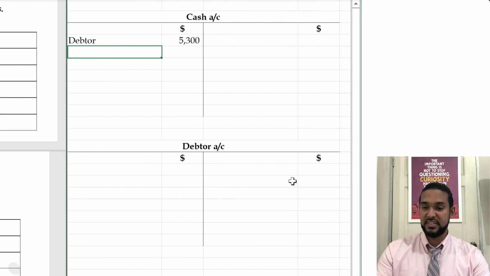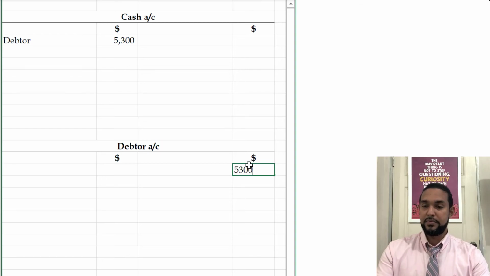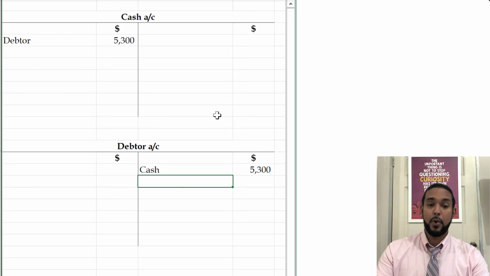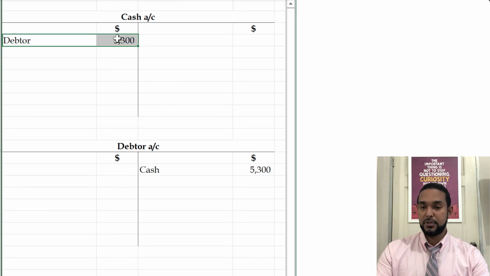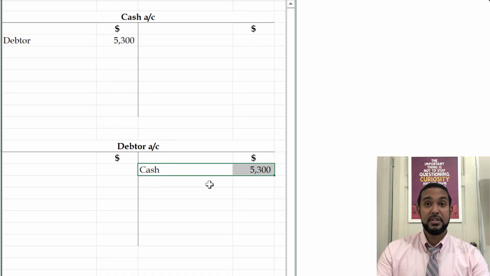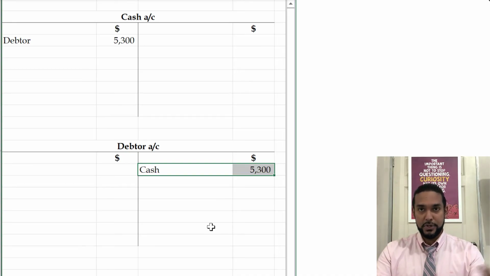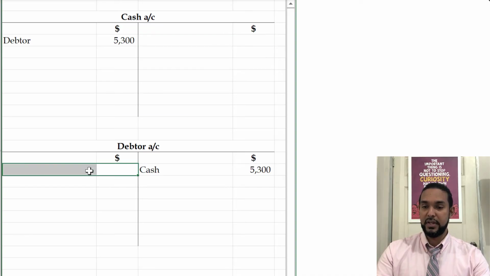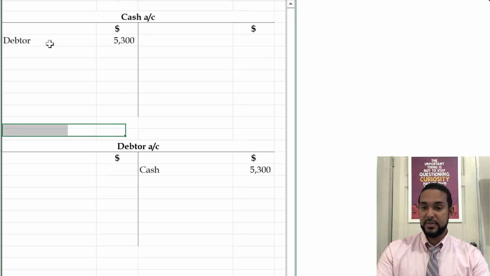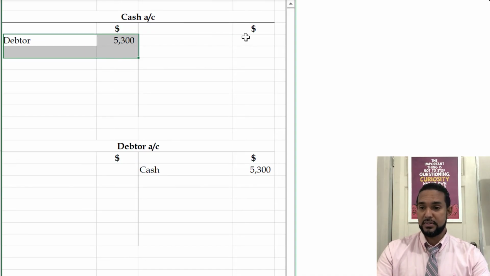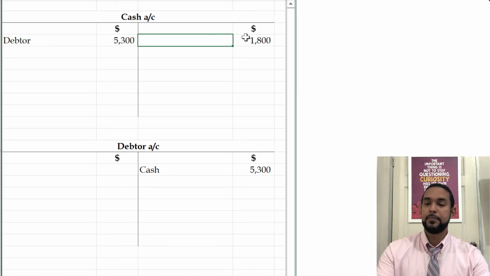So we're going to go across to the debtor's account. We're going to put $5,300 on cash. Now once again, the correct amount that should have gone here and here was $3,500. So that means the difference is $1,800, which is divisible by 9, 200, right? So we're going to need to put $1,800 on the opposite side of those incorrect entries. So the debit side was overstated. To counterbalance it, we go on the credit side, $1,800, and we're going to put debtor.